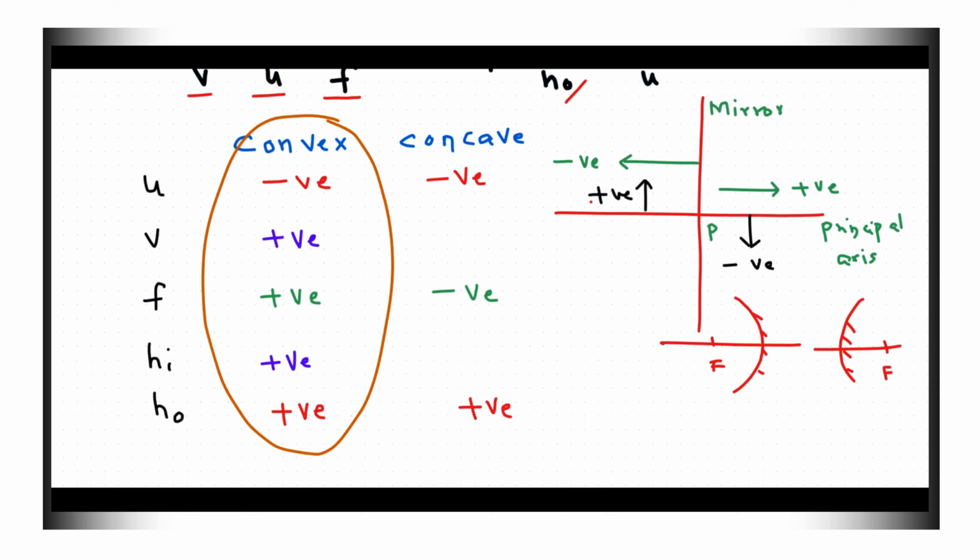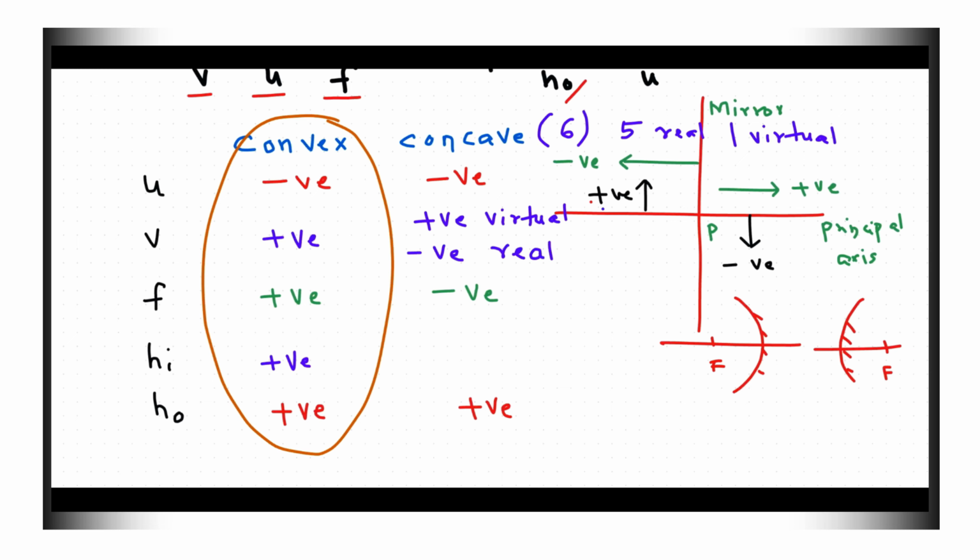But when we come to concave, in concave, there are a total of 6 image formations. 5 are real, and 1 is virtual. That means your V can be positive and V can be negative. V is positive means the image is formed to the right side, which is virtual. And if V is negative, it is reflected and the image is formed to the left side, so it is a real image. In a concave mirror, there are 5 cases where the image is formed to the left side, which is the real image.